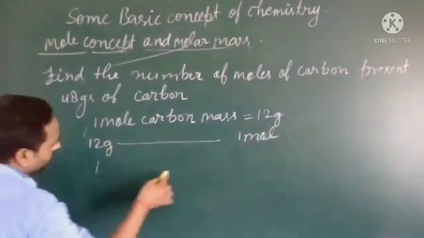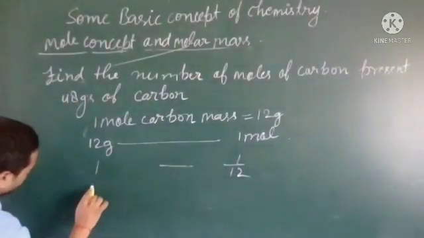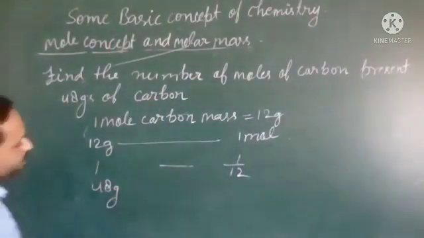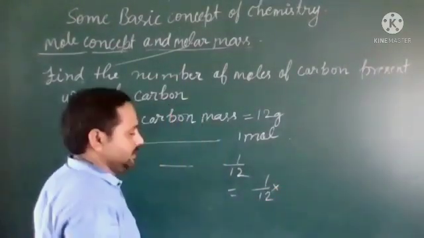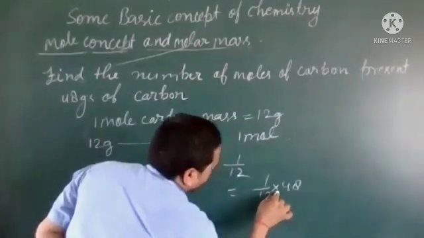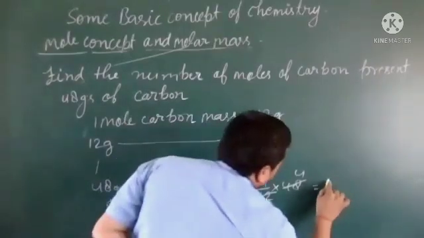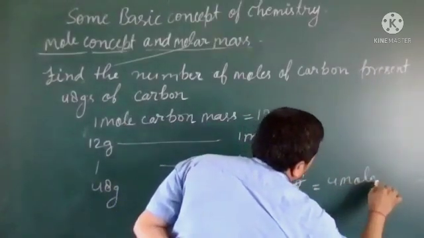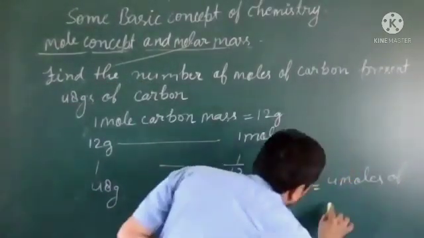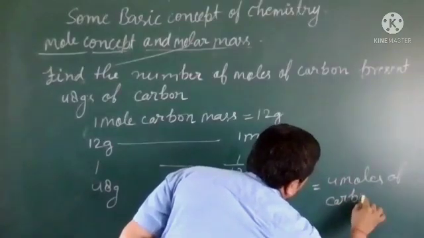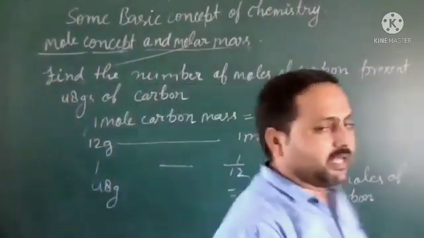So 1 gram equals 1 upon 12 moles, and in 48 grams it will be 1 by 12 into 48, and we will cancel out this 4. So the number of moles is 4 moles of carbon. Till here, any doubt? Anybody has doubt about this?